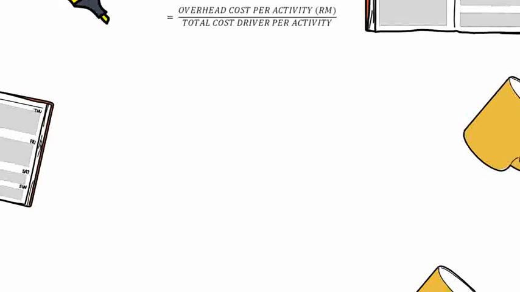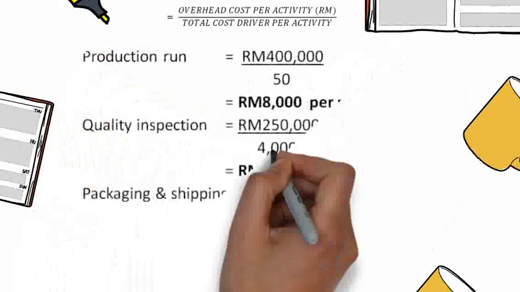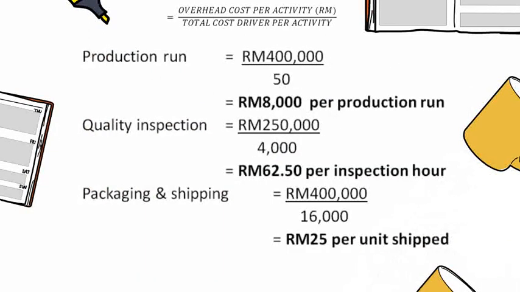So, cost driver rate for production run is Rm 400,000 divided by 50, equals Rm 8,000 per production run. Cost driver rate for quality inspection is Rm 250,000 divided by 4,000, equals Rm 62.50 per inspection hour. Cost driver rate for packaging and shipping is Rm 400,000 divided by 16,000, equals Rm 25 per unit shipped.